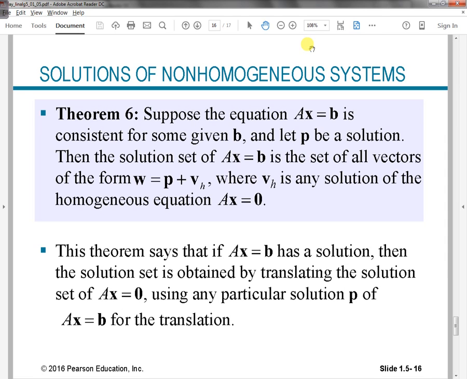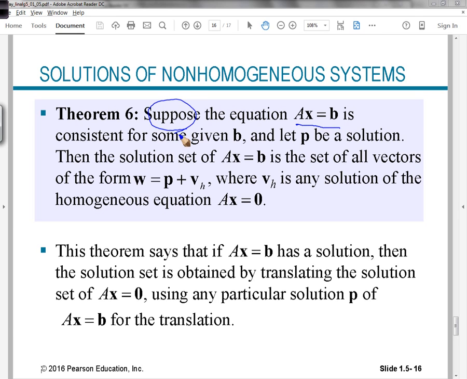Okay, and then let's look at the last theorem of this chapter, 1.5. And this is basically what I just described. But there are a few points that we can look at in more detail. So here, let's read through this theorem. We have this equation, okay?